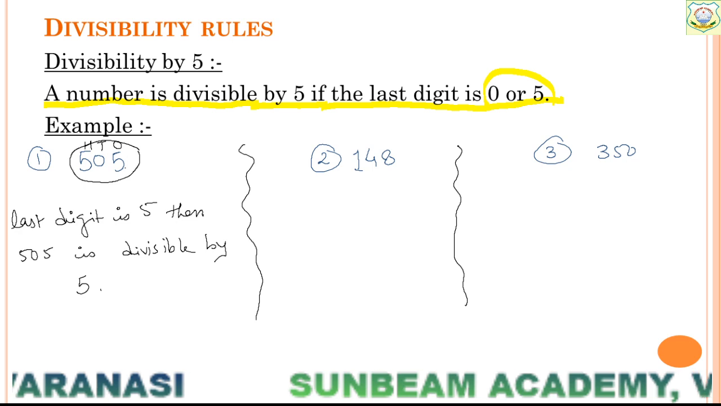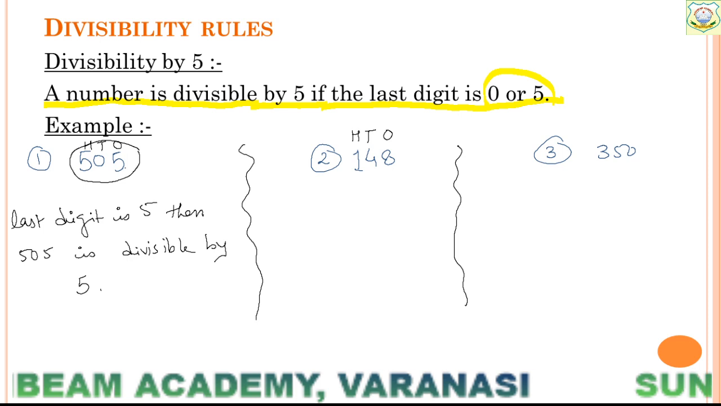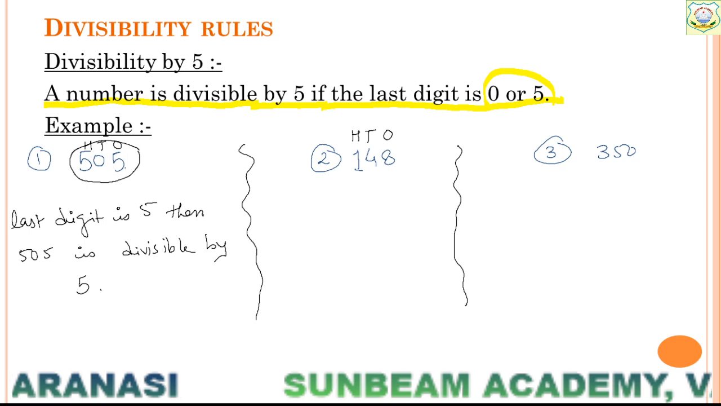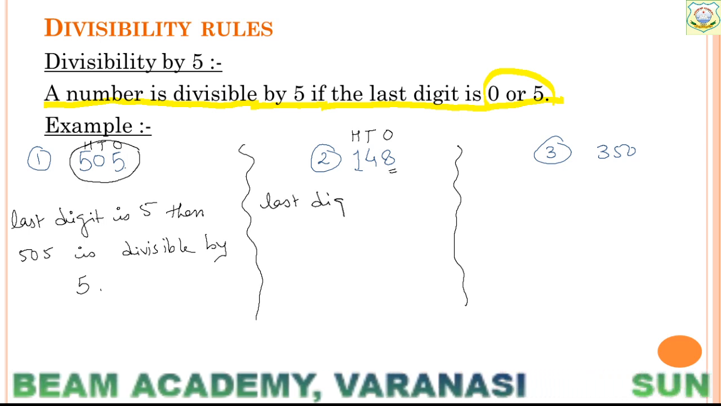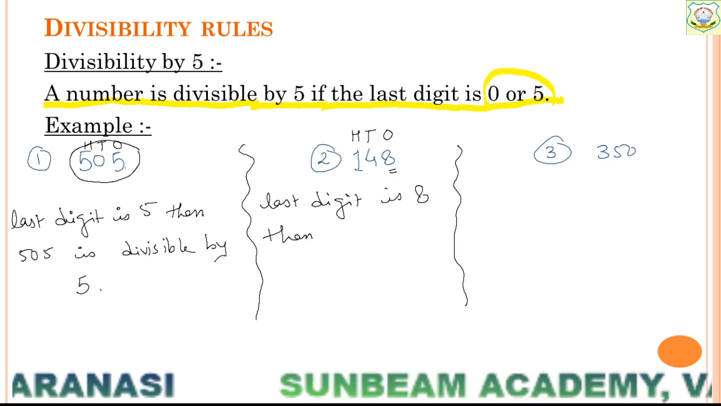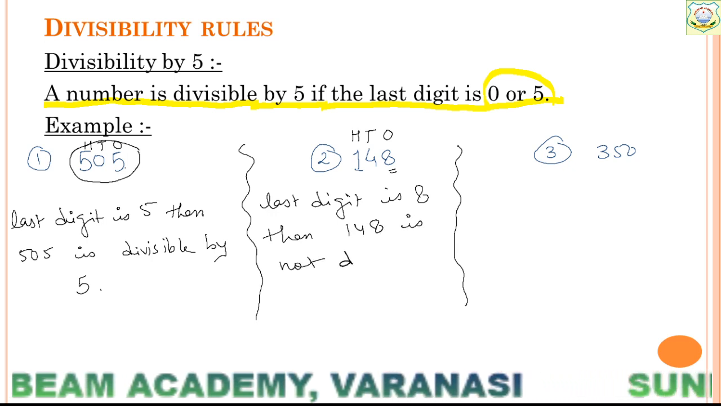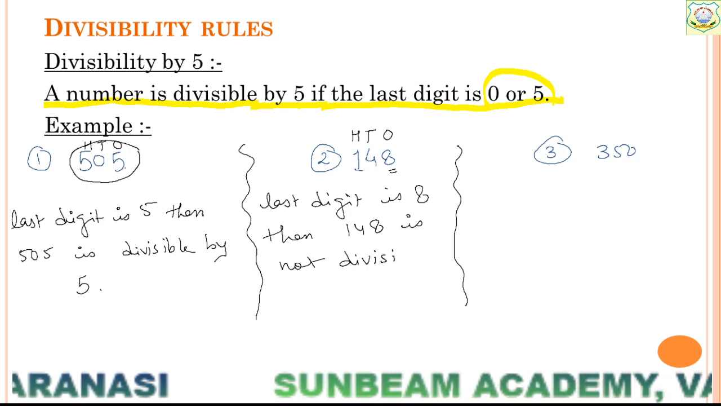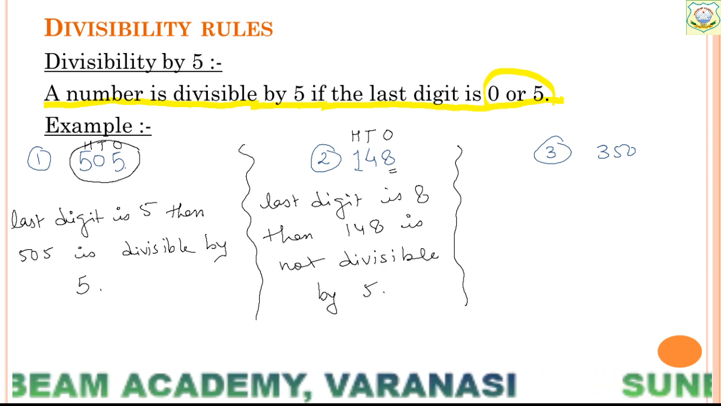Now tell me here, this is ones, tens, 100. Is it divisible, students? You can see and just tell me. Yes, you are right. It is not divisible because ones place is 8. So what we will write here? Last digit is 8. Then 148 is not divisible. When it is divisible, we have to write is divisible. If it is not, we have to write is not divisible. Okay? Divisible by 5. Clear?